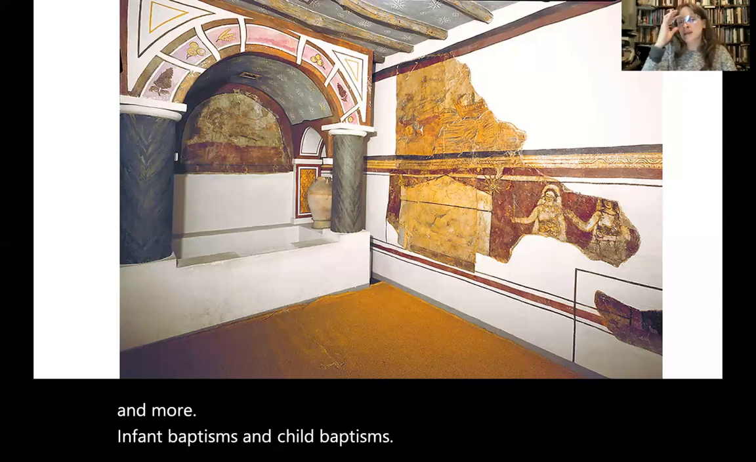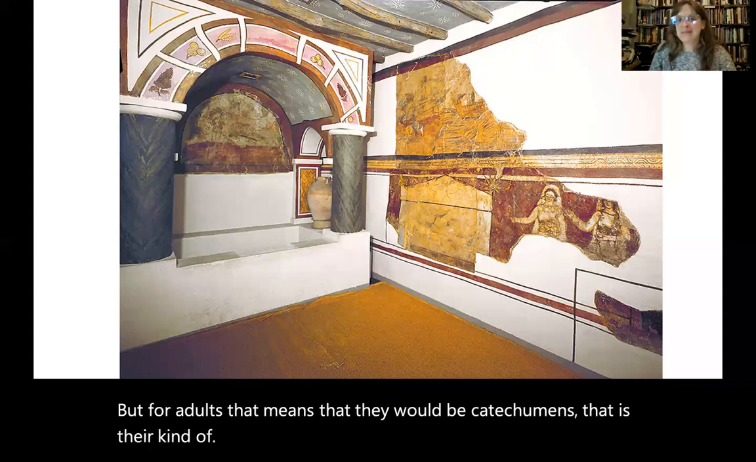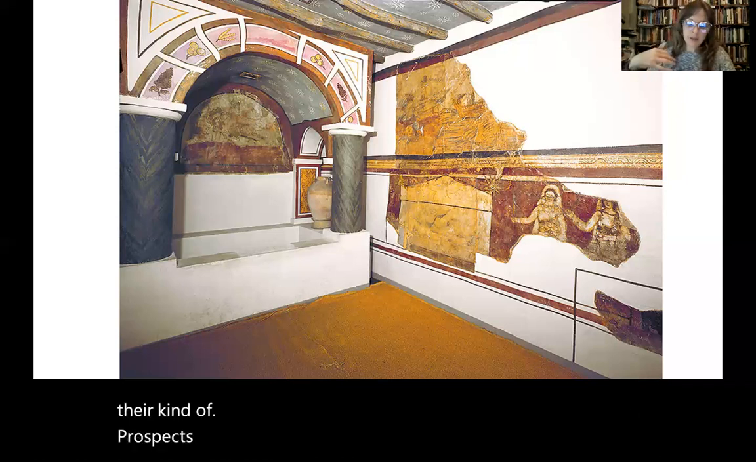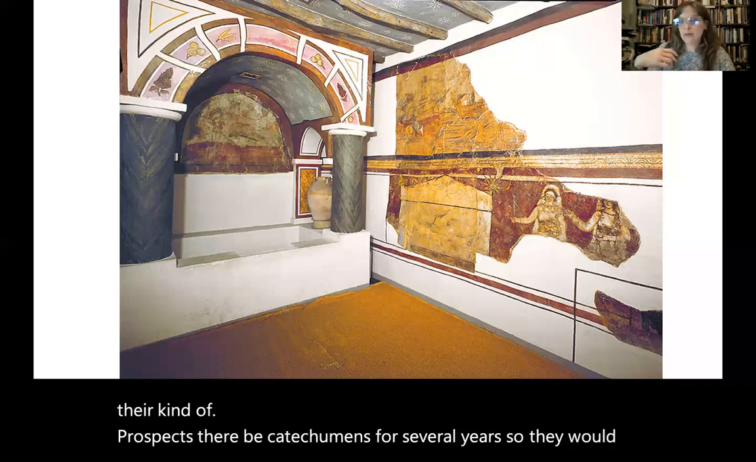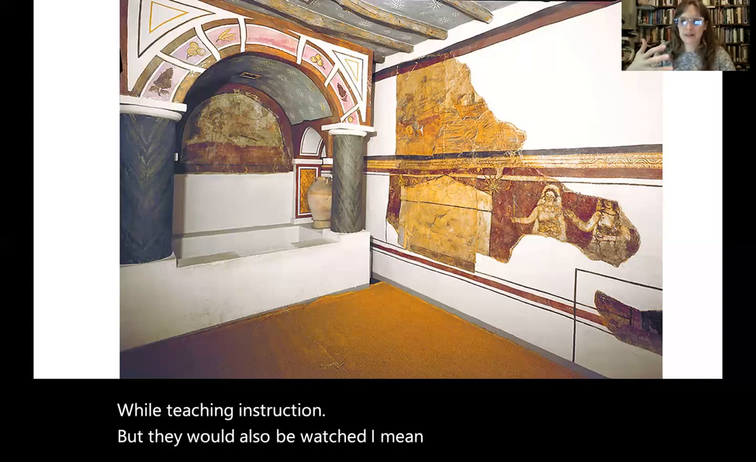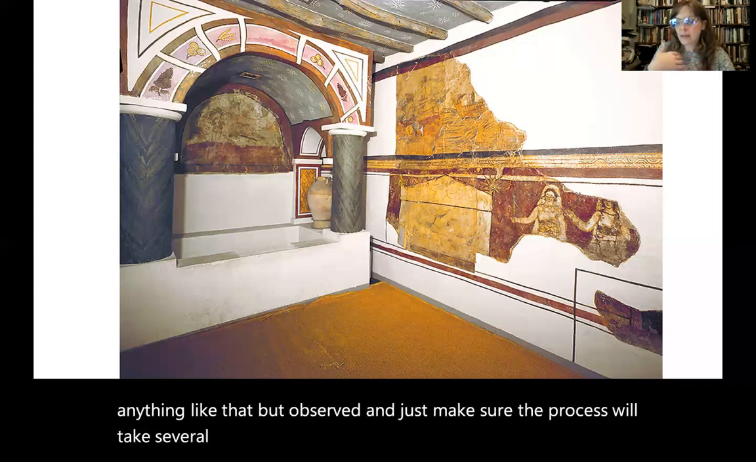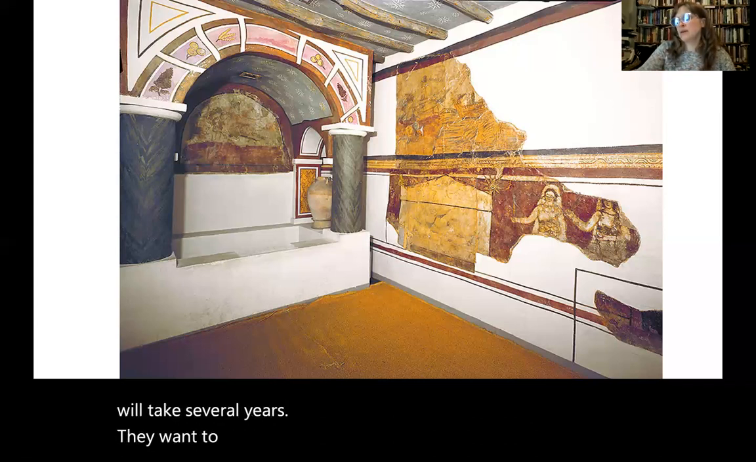But for adults, it means that they would be catechumens, that is, their kind of prospects. They'd be catechumens for several years. So they would undergo teaching, instruction, but they would also be observed, not spied on or anything like that, and the process would take several years. They want to ensure that they're not still sacrificing at the temple of Jupiter down the street.